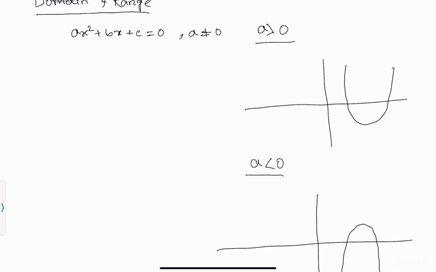If a is greater than 0, then the domain is whole real number. And what about range? I am writing range here, then I will explain. Range equal to minus d by 4a to infinity. How? Just first thing, what is the meaning of domain? Domain means the function from where taking value.